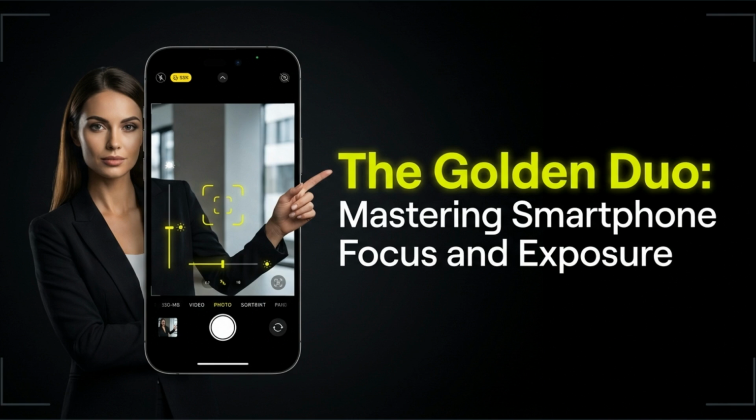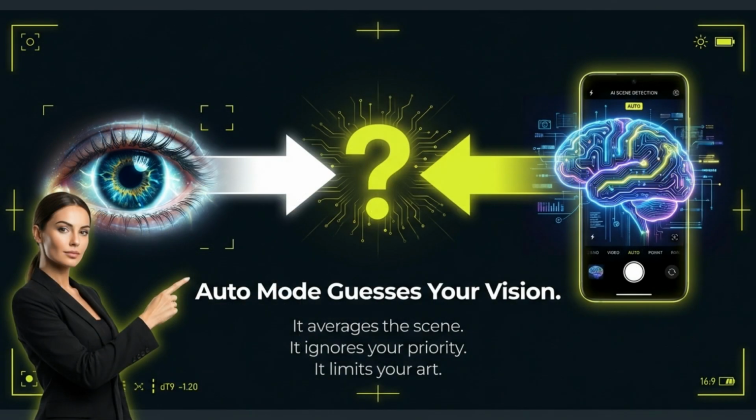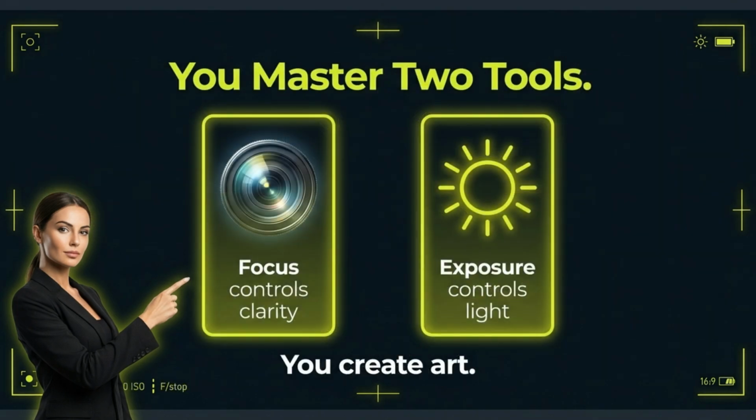Welcome to the Golden Duo, Mastering Smartphone Focus and Exposure. This video will show you how to take control of your smartphone camera. In automatic mode, your phone guesses what you want. It averages the scene, ignoring your priority and limiting your artistic vision. By mastering two tools, focus and exposure, you take control. Focus controls clarity, and exposure controls light, allowing you to create true art.